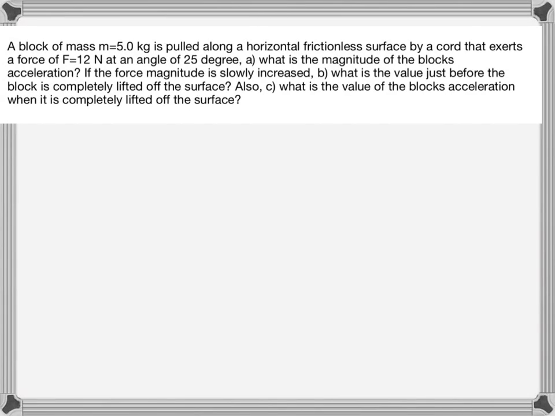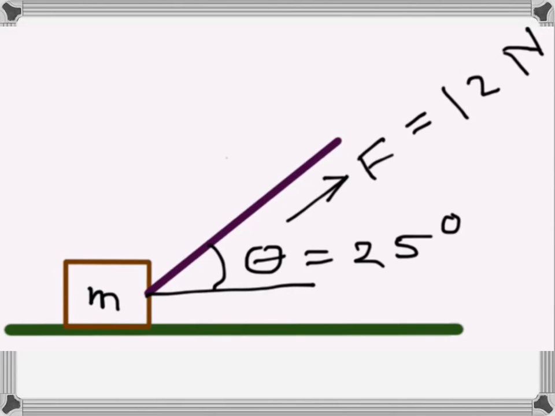So the problem says that a block of mass 5 kg is pulled along a horizontal frictionless surface by a cord that exerts a force of F equals 12 Newton at an angle of 25 degrees. So here is a diagram. This is the mass M, which is 5 kg, and the surface is frictionless, and the force is acting in that direction, but the mass is pulled in that manner with the force, and with the horizontal the force makes an angle of 25 degrees.